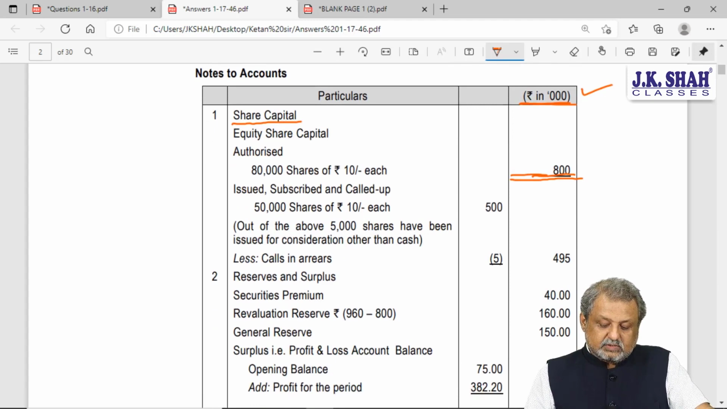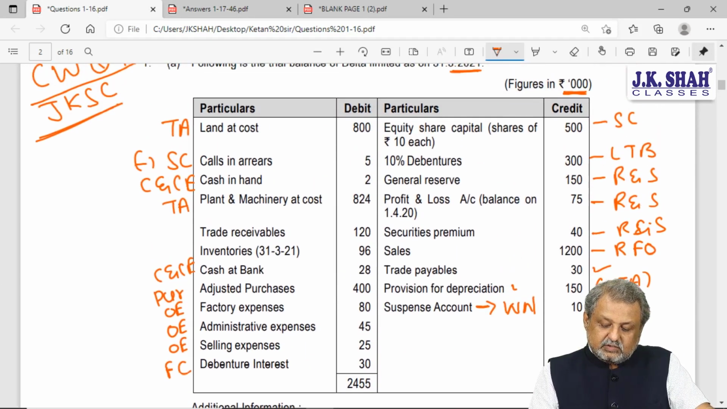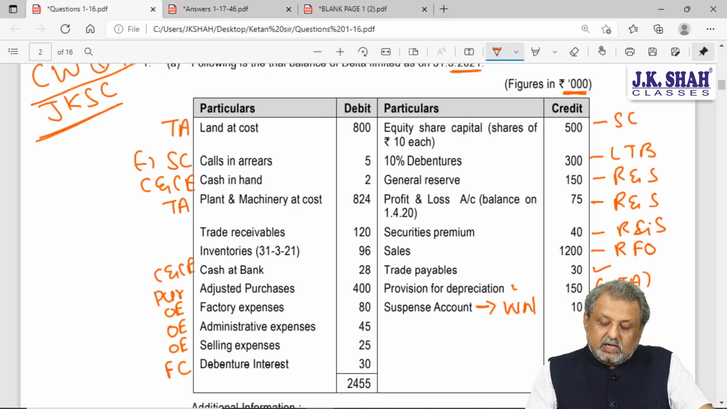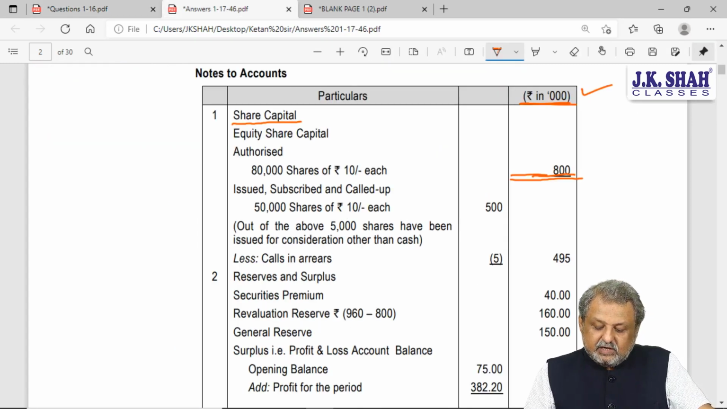Then issued, subscribed, called up and paid up. So on the credit side of the trial balance, 500,000, that means 10 each. So 5 lakhs is the actual amount, divided by 10, 50,000 shares. So 50,000 shares of 10 each, 500. But on the debit side of trial balance, there is calls in arrears, 5. So it will be deducted calls in arrears. Correct? Then outer column will be 495.